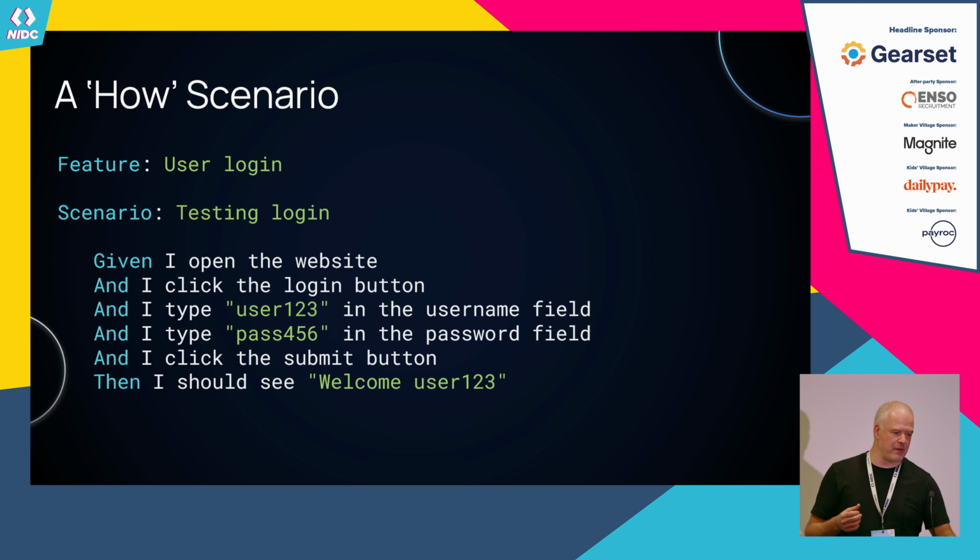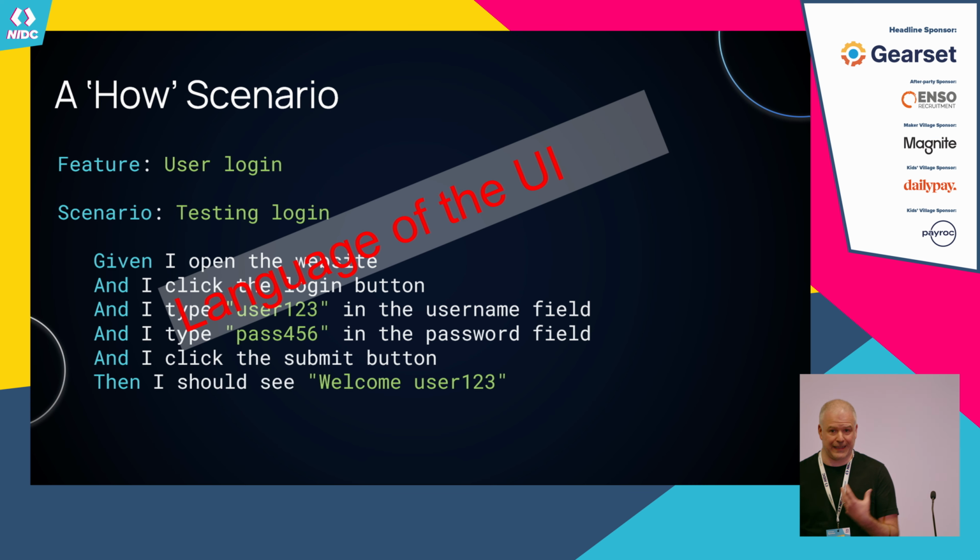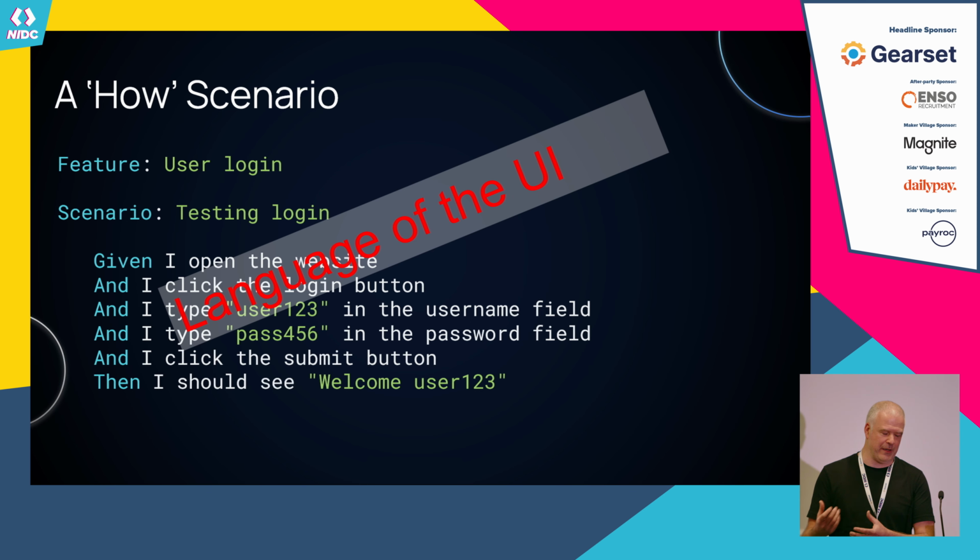Very much scenarios in the language of the UI, the language of the implementation, and not our intended behavior. Of course, this means if something changes in how we, never mind log in, but just even authenticate to the system, with a lot of tight coupling, that means our scenarios are going to be hard to maintain and prone to flakiness.